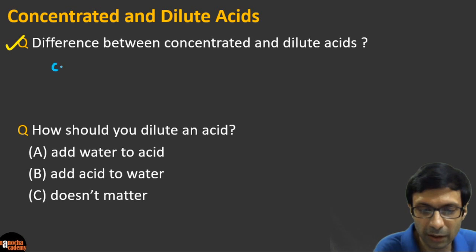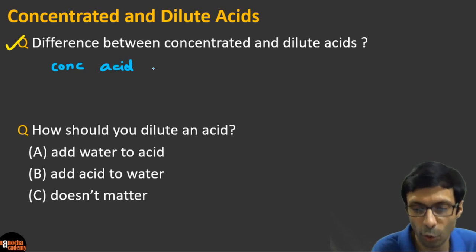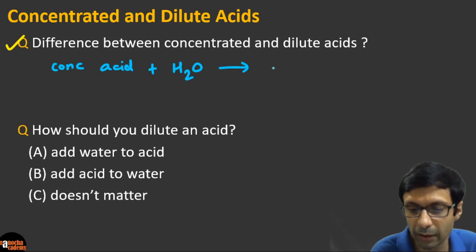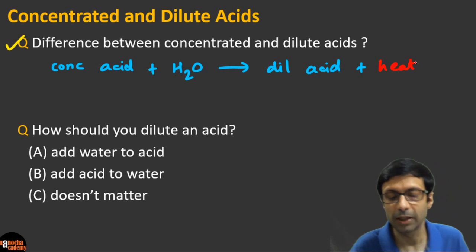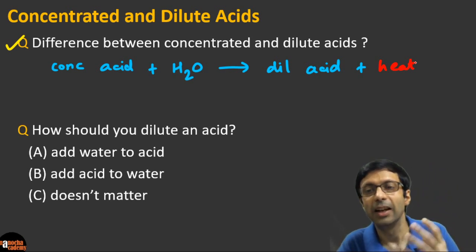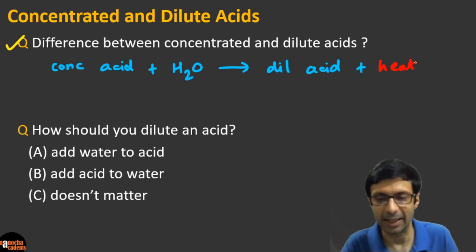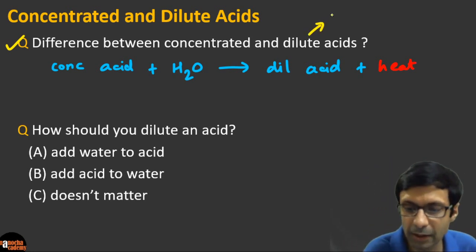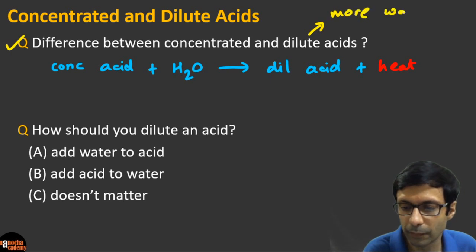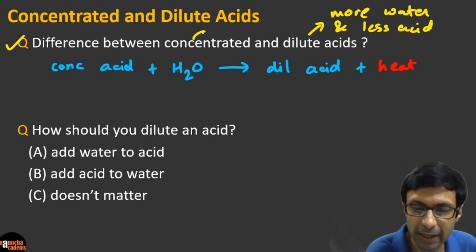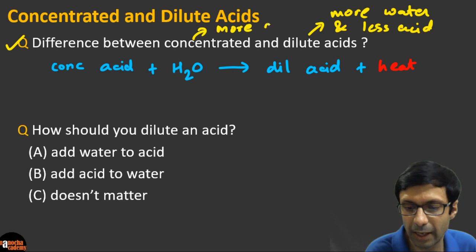So we know that the concentrated acid basically has less water, or no water. So usually it has less water, and when you add water to it, you get the dilute acid, and on mixing this, it generates heat. Okay. So what is dilute acid? Dilute acid is simple. It contains more water, less acid. The meaning of dilute acid is there's more water and less acid, right? And concentrated acid is the opposite, more acid, less water.